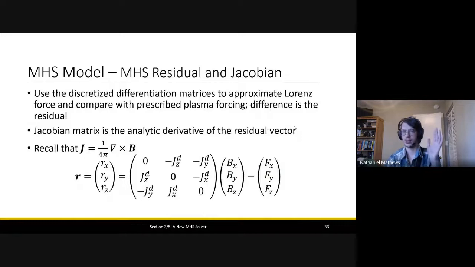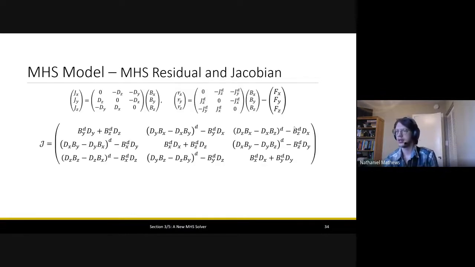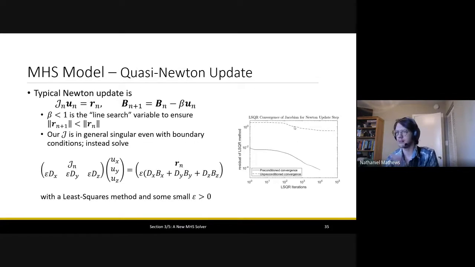So we use the discretization differentiation matrices we built before to build a vector that tells us how out of balance we are everywhere in the computational domain. And then we take the derivative of that vector. This is another very mathy slide. But we just get this big matrix, and we can solve this matrix system to reduce the lack of balance in the magnetic field.